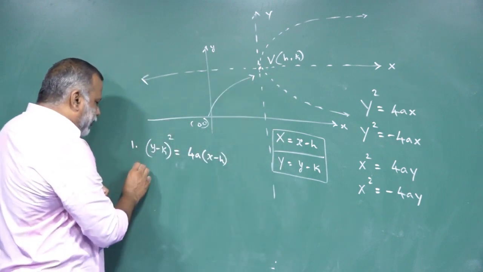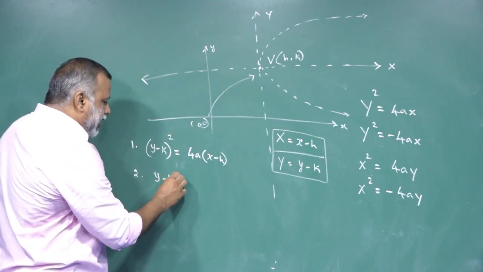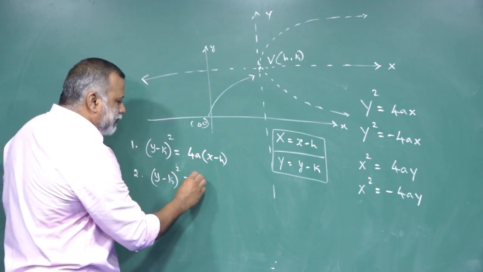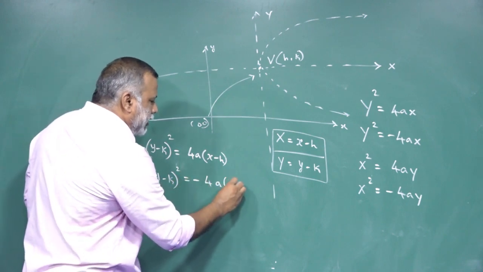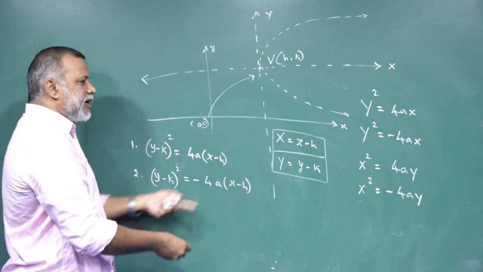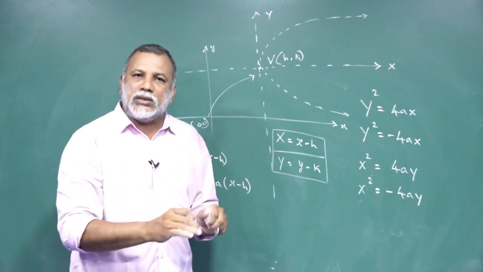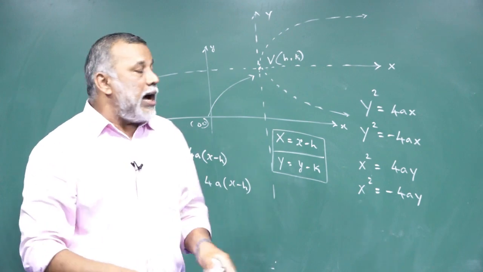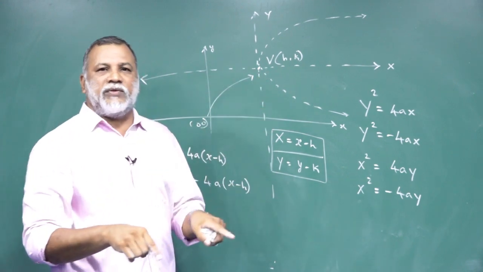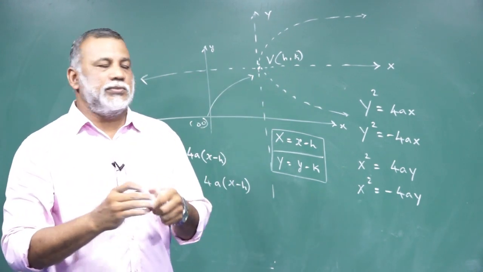The same type we are able to work out. See, y minus k the whole squared equal to minus 4a times x minus h. The same way we are able to work out the third and fourth. So this is the new logic we are going to discuss. Under this condition, today we are going to work out some problems.